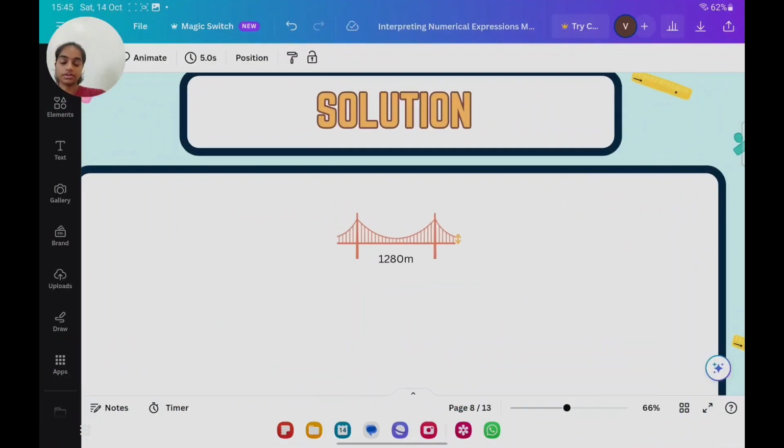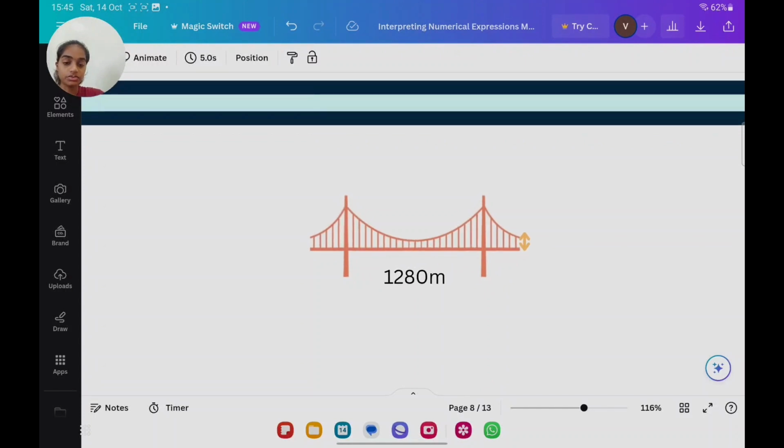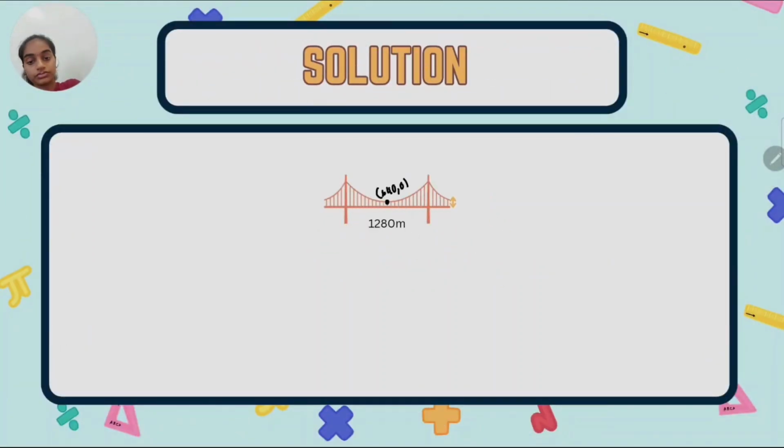As you can see, this is a picture of an example of the tower, and I've written down that the two towers are 1280 meters apart, and the height is 160 meters. The midpoint of this will be half of 1280, so that's the midpoint of the two towers.